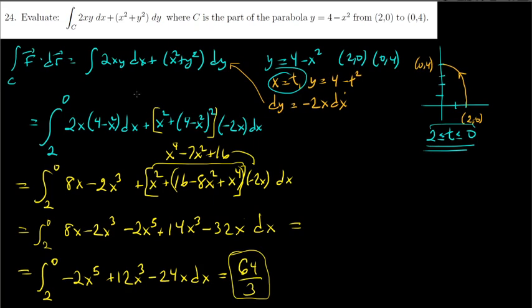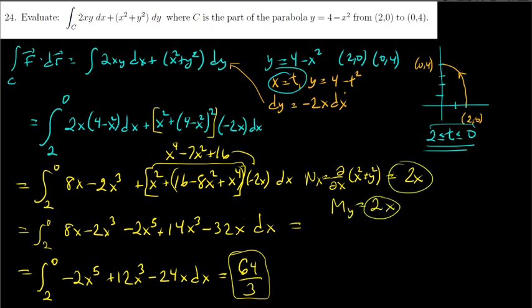Yep. Now, we didn't check if this vector field is conservative. So this is partial of n with respect to x and x. So that's just 2x. Partial of m with respect to y is also 2x. Yeah, as it turns out, it was conservative. So we didn't have to do it this way. We could have just found the potential function and then plugged in the endpoints.